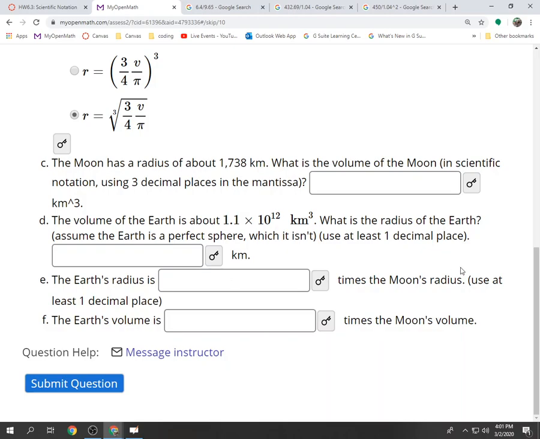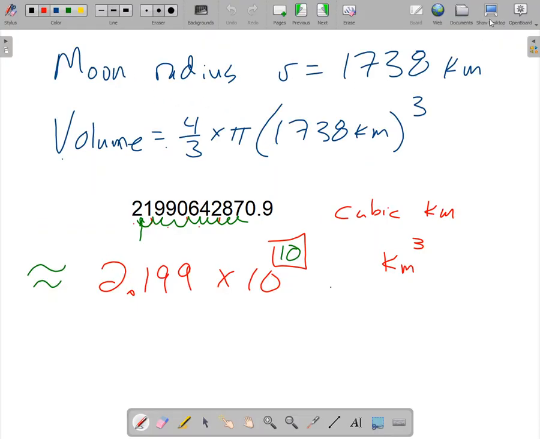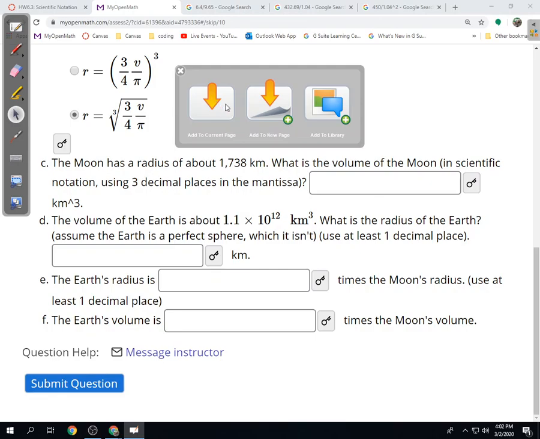How many times is the Earth's radius blank times the moon's radius, and the Earth's volume is blank times the moon's volume. So right now, I know the Earth's volume and the moon's volume, so I'm going to do this last one with you right here. And we did one like this last time. So I'm going to copy that question into my screen. Let's see, where's my copy button? It is right here. So this is the question we're trying to answer.